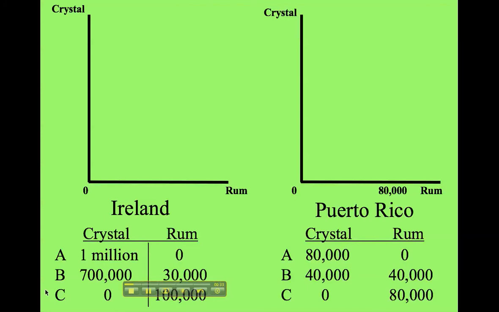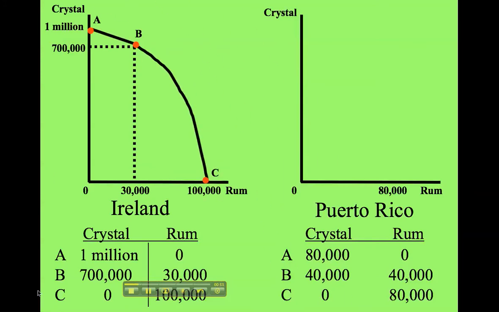So if we take this tabular information and put it into a curve, we can see what happens here as the information begins at point A, 1,000,000 crystal. And then we also have what's called opportunity cost, what you would give up if you made less crystal to produce more rum. As we go through the cycle, that plots on the curve, and that's for Ireland. In Puerto Rico, it's 80,000. And once again, if they were to give up certain quantities there, notice it costs them 40,000 units of opportunity cost if they decide to make 40,000 units of rum.